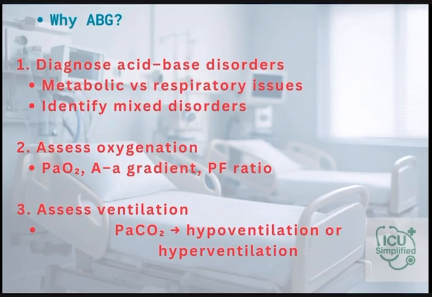Second, ABG helps us assess oxygenation by looking at values like PaO₂, the alveolar to arterial gradient, and the PF ratio. We can objectively assess how well the lungs are oxygenating the blood. Third, ABG helps us assess ventilation. The PaCO₂ tells us whether the patient is hypoventilating or hyperventilating, which is especially important in patients on mechanical ventilation.